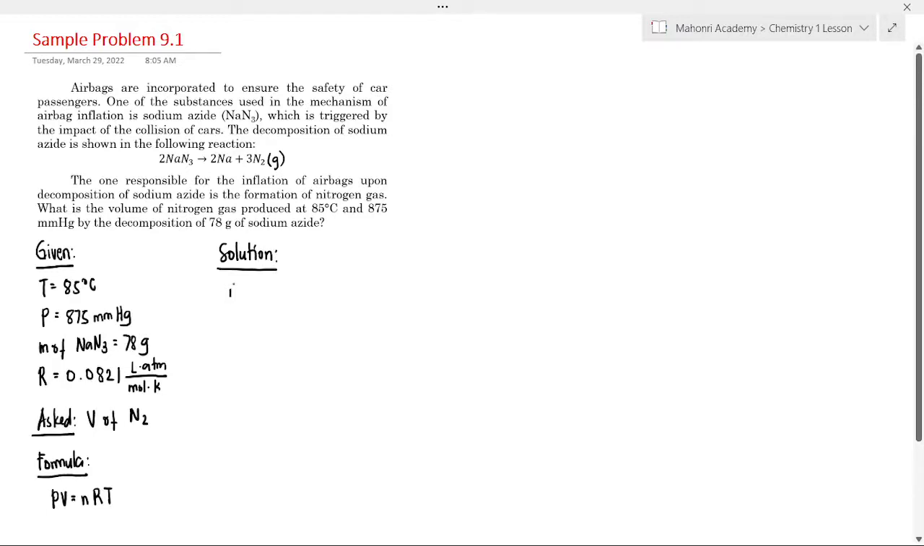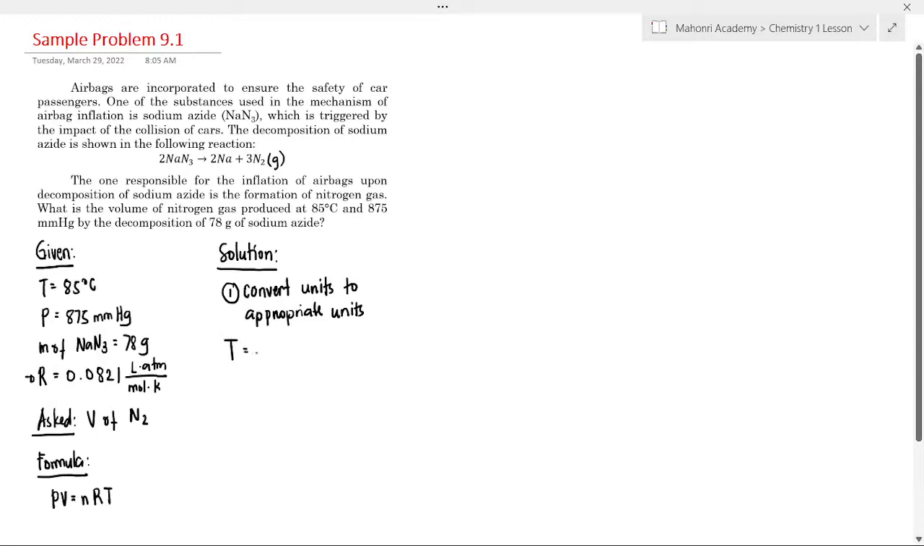So the first thing that we have to do is to make sure our units are appropriate. If we have to convert units, we convert given units to appropriate units. Why do we have to do this? Well, because we are using a constant value of R that has a unit of liters atmospheres per mole Kelvin, which means our pressure should be in terms of atmosphere and our temperature should be in terms of Kelvin.